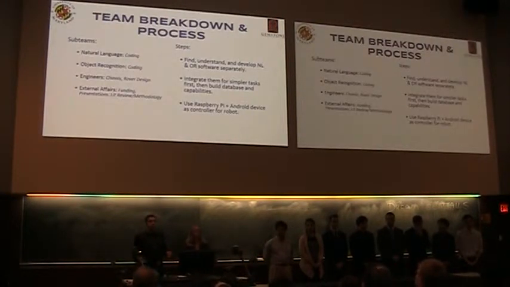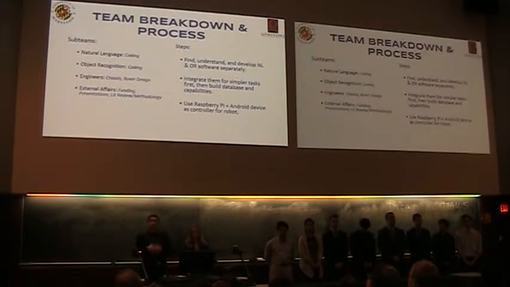So we've broken our team down similar to the last project. We have 4 sub-teams: the natural language coding and object recognition, which will eventually be combined into one once we are able to join the two; the engineers, which will create the robot itself once we have enough technology and data to merit a useful robot; and our external affairs, which takes care of funding, presentations, and constantly updating literature review and methodology.